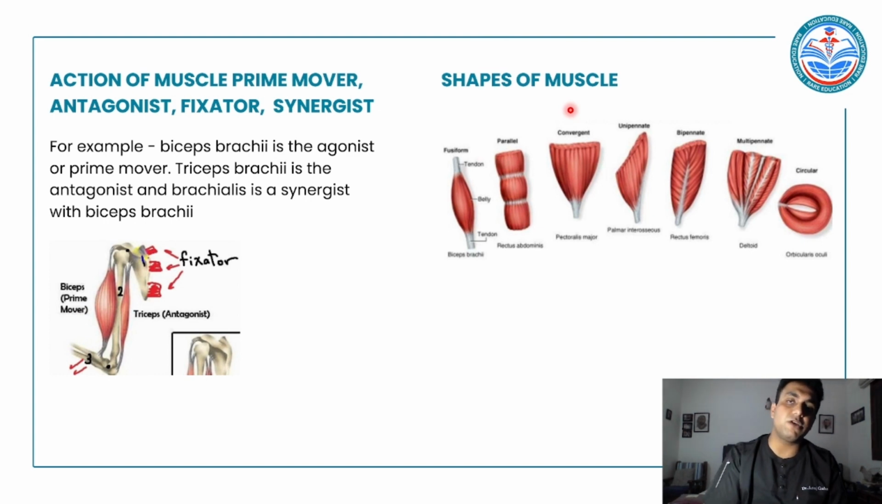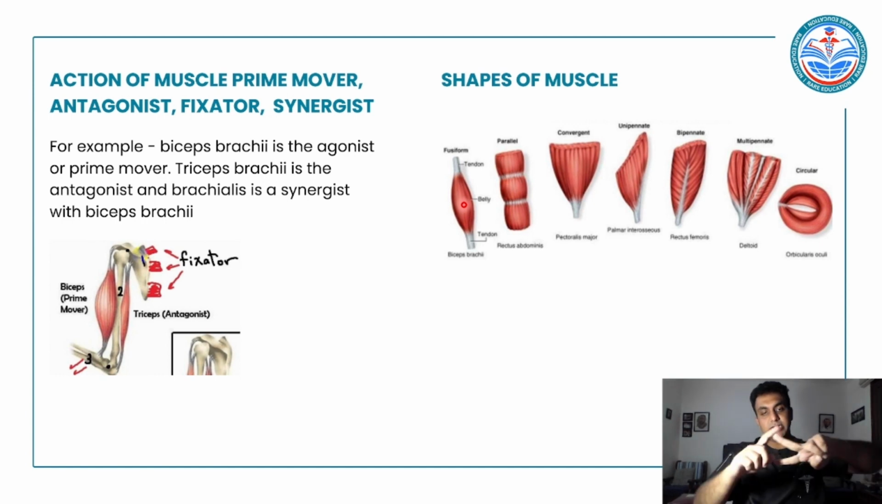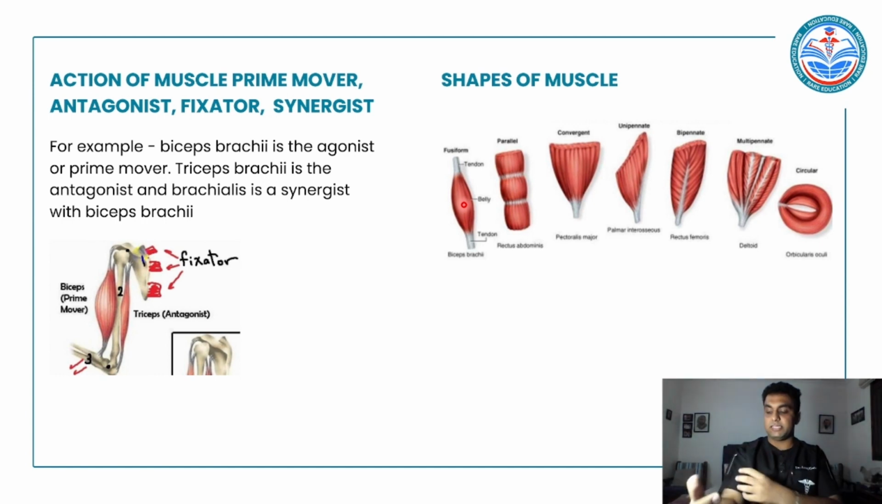Now, going to the next subheading, that is the shapes of the muscle. For shapes of the muscle, you have to remember that there are different kinds of shapes, starting from fusiform, going to parallel, convergent, unipinnate, bipinnate, multipinnate, and circular. Now let us start with the basic one, that is fusiform. Fusiform are the muscles that have a tendon at the ends and a muscle belly in the center. For example, your biceps has a tendon on the top and a tendon down here. So there are two tendons and a muscle belly in between, that is called fusiform.